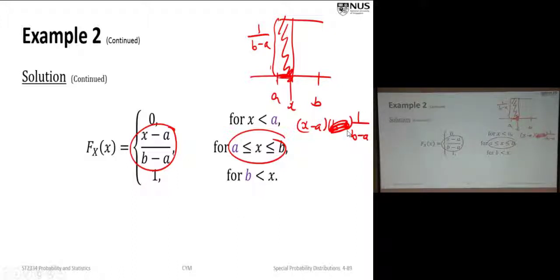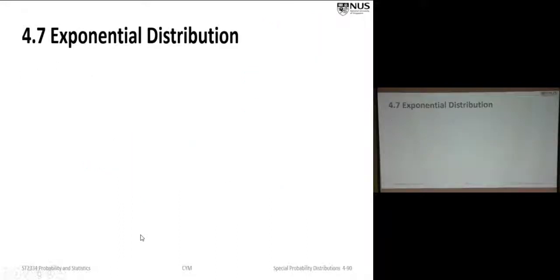But if your x is here, then the area will include the whole thing. So that's why it's 1. But if x is here, you don't have any area, so it's 0. So the CDF here is defined for all the x values: x less than a, x between a and b, and x bigger than b. So it's defined over the whole real line.